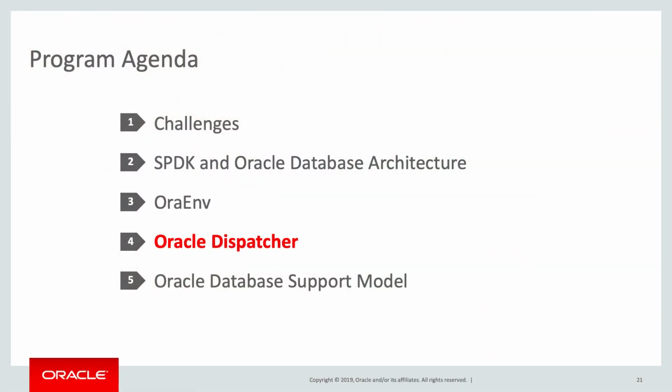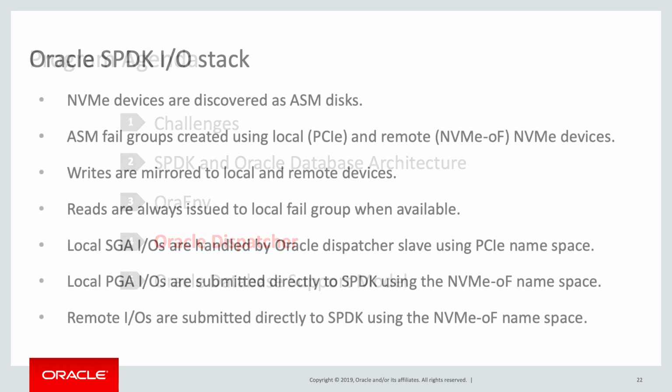Thanks, Zahra. So now that we've looked at what the Oracle environment abstraction layer gives us, let's look at the dispatcher. This is going to focus more on performance and how we do IOs from the database in the SPDK model. This is the summary of the architecture slide that I showed you earlier. So we're using ASM. ASM here is discovering all of these NVMe devices. We use the words local and remote across this presentation. Local for us are devices that are accessible over PCIe, and remote are the ones that we are accessing using NVMe over fabrics.